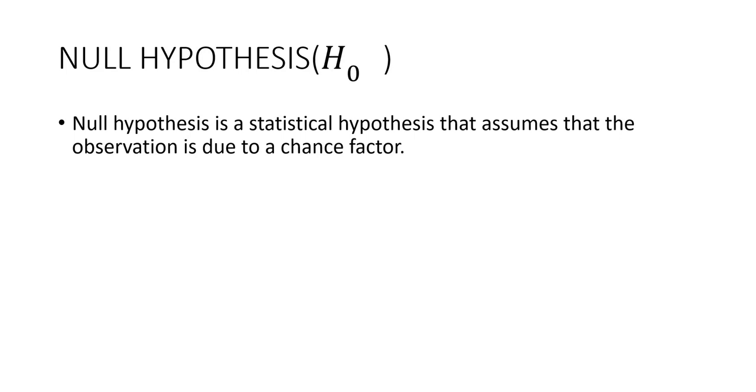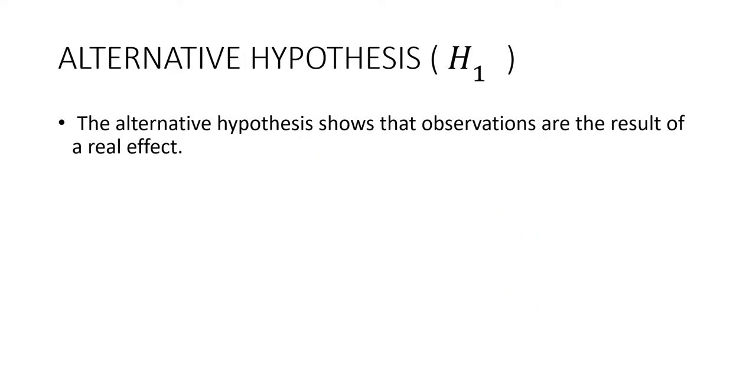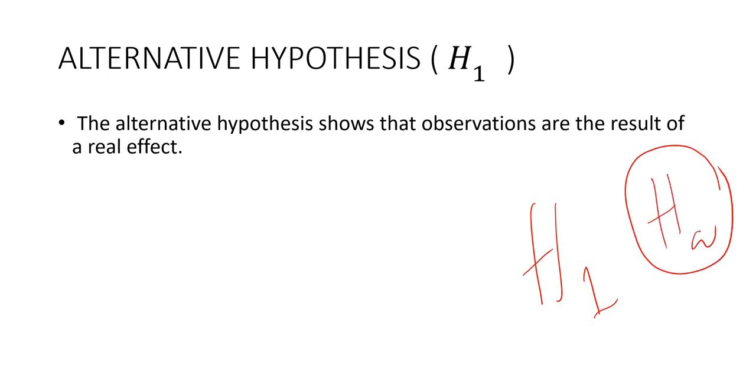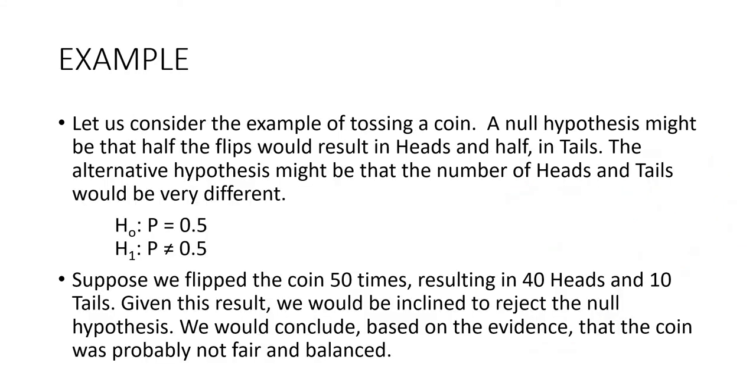Now you need to understand the null hypothesis. It is denoted by H0. The null hypothesis is a statistical hypothesis that assumes that the observation is due to a chance factor. That is the null hypothesis. The alternative hypothesis is denoted by H1, or sometimes people use H subscript A. Both are correct. The alternative hypothesis shows that observations are the result of a real effect. We come up with the alternative hypothesis from experimental facts, after analyzing the experimental results.